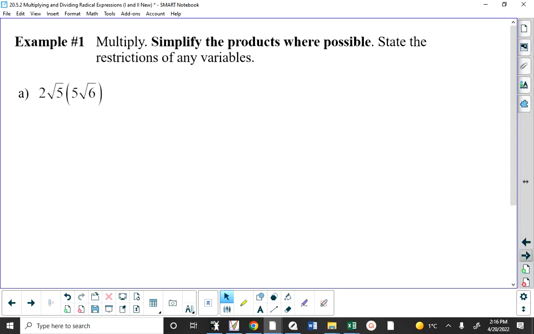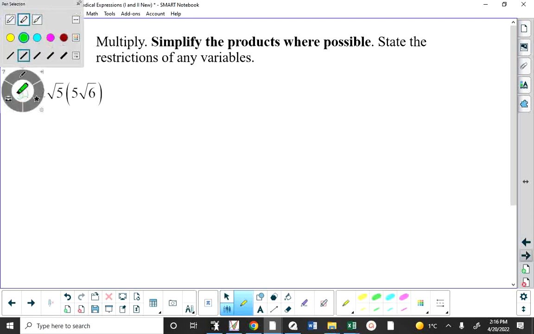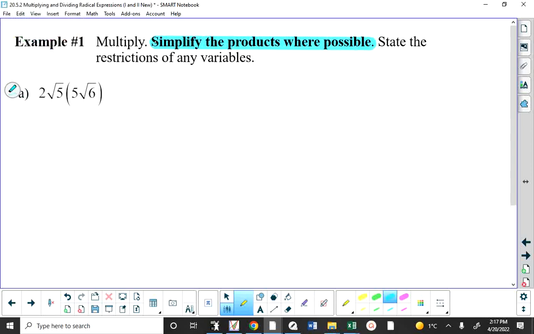So example 1, multiply. This statement here, everybody, is something that I will not always tell you to do. In math at this level, when you get an answer, it must be simplified. Always. You get 15 over 30, you have to write 1/2. So what do we have?